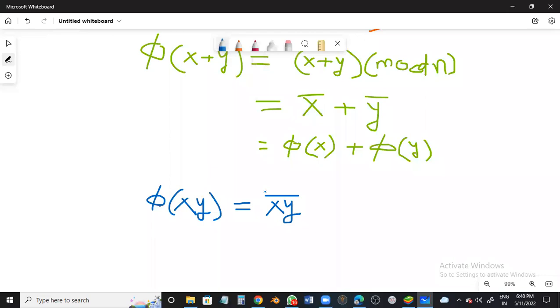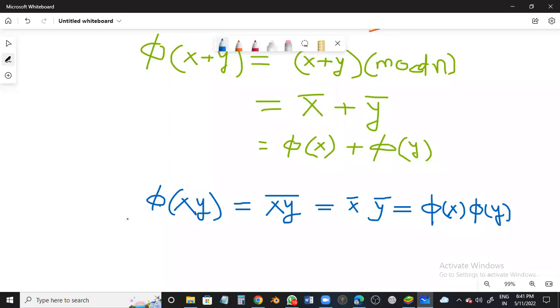When I put a bar overhead, it means the remainder when divided by n. So I'm dividing this product xy by n, and whatever remainder I get will vary from 0, 1, 2 up to n minus 1. And we know that the product xy bar is itself equal to x bar into y bar. And x bar is nothing but phi of x, multiplied by y bar, which means phi of y.